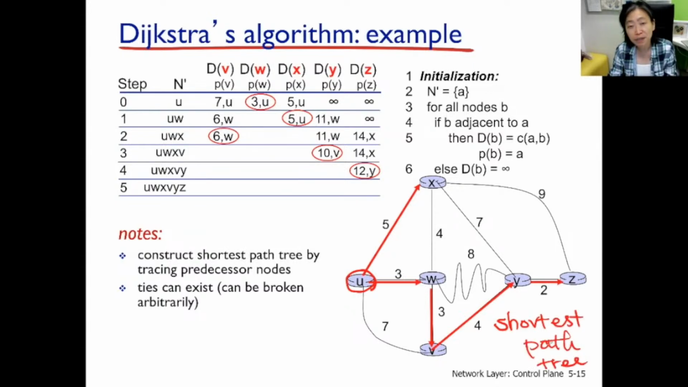And Dijkstra's algorithm is also used to generate such a shortest path tree. Second note, the D values, when we're picking the I, can have a tie. In that case, we just have to break the tie and pick one of those.